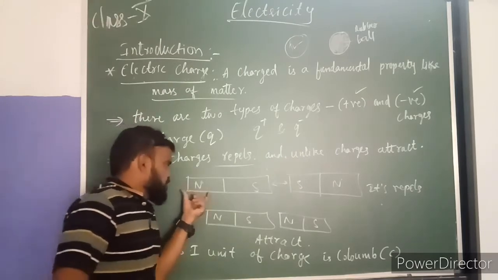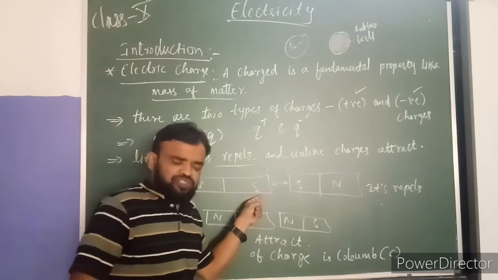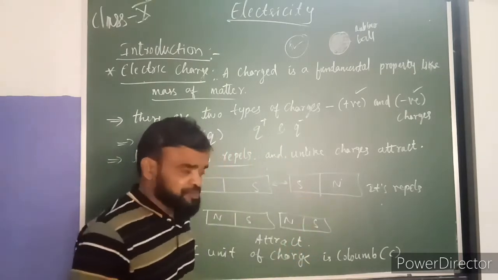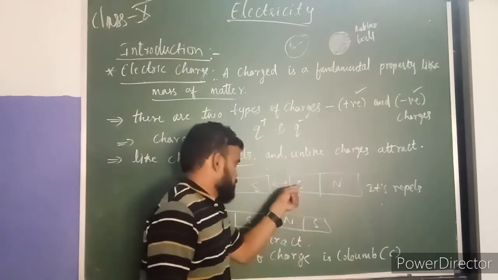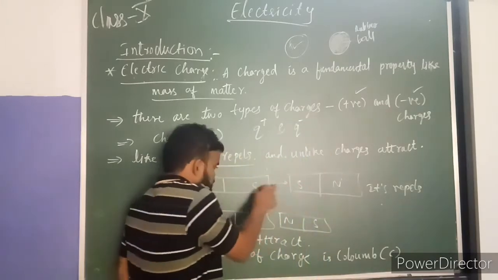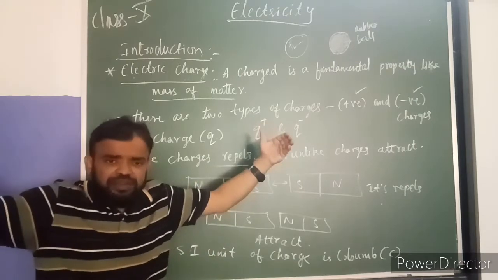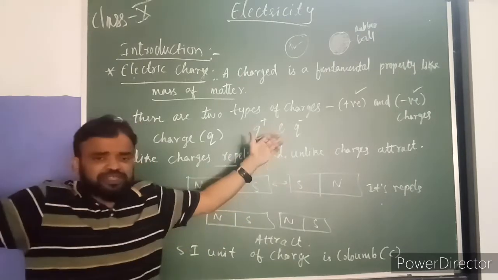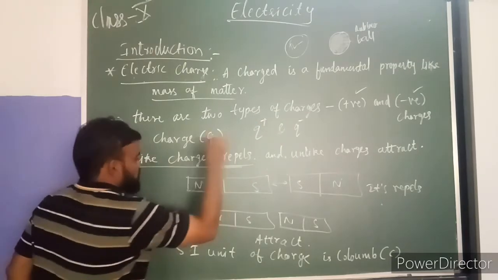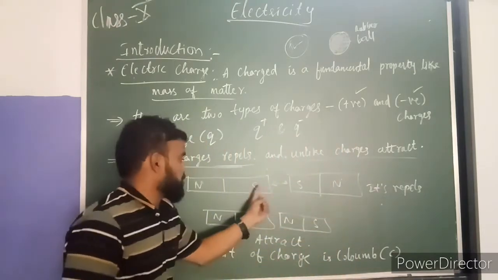So we have taken two bar magnets, one with a north pole and another with a south pole. Similarly, we have taken one more bar magnet. If you bring south pole near south pole, it will not attract. It will repulse. That is for like charges, and like means they are both the same.